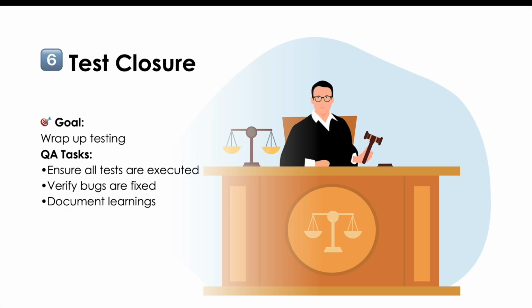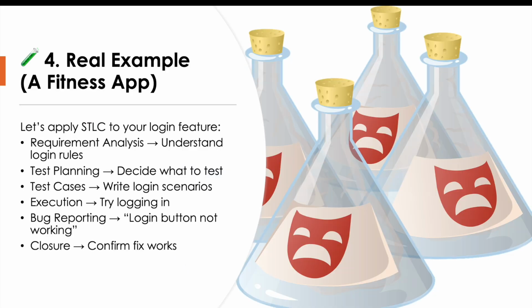Number 6, test closure. Goal: wrap up testing. QA tasks: ensure all tests are executed, verify bugs are fixed, and document learnings.